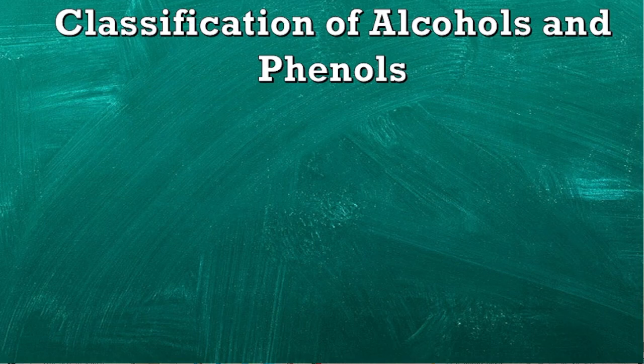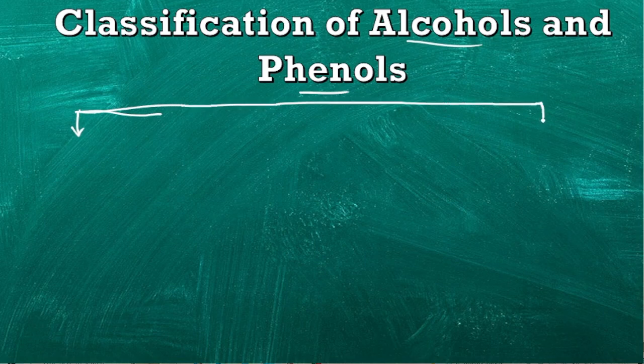Now, the classification of alcohols, phenols and ethers. First we are going to study the classification of alcohols and phenols. The same classification can be used for alcohols and phenols; the classification for ether is different. So first let us look at the classification of alcohols and phenols. As we did the classification of haloalkanes and haloarenes, it is also divided into three types.